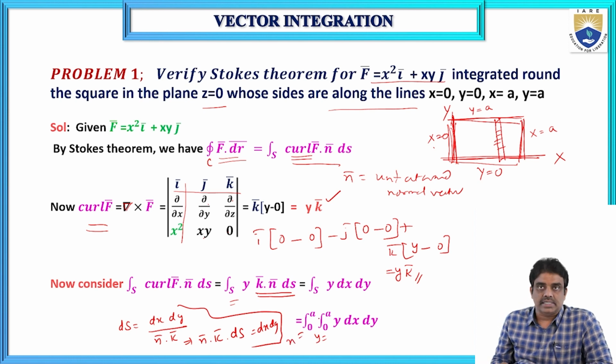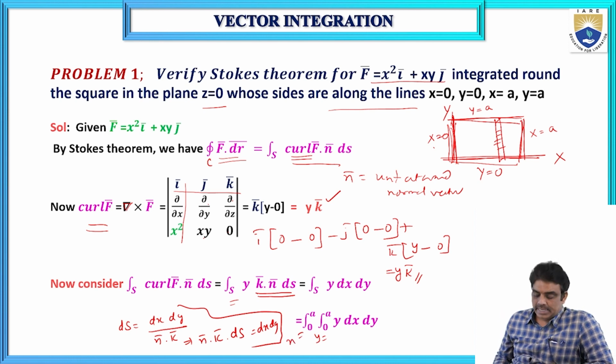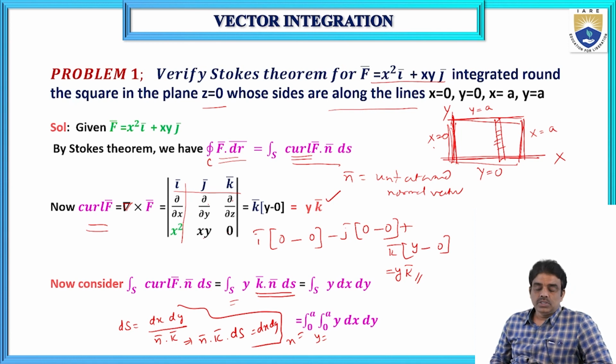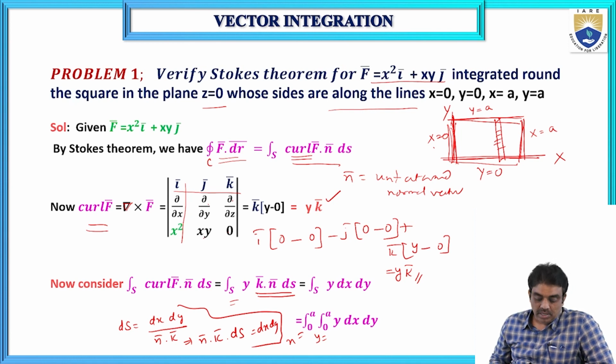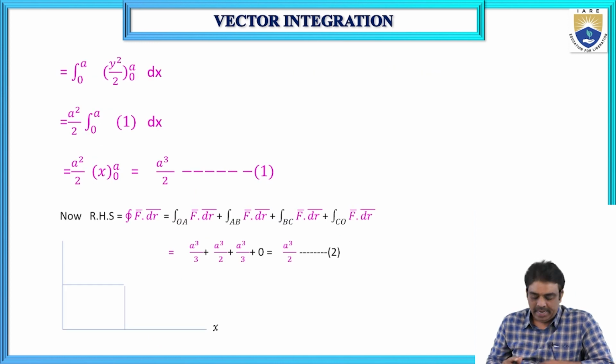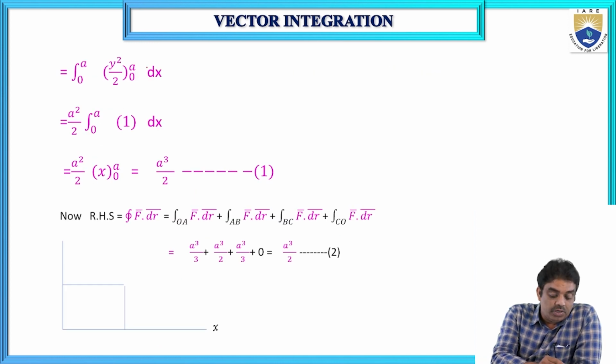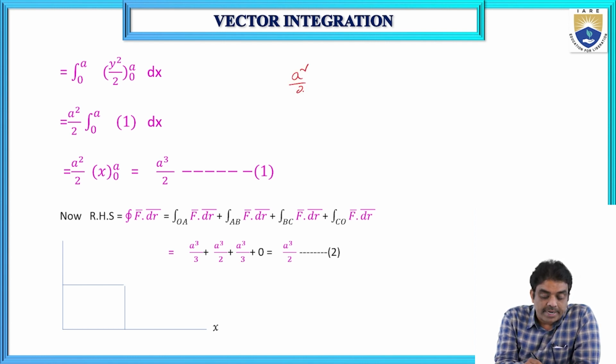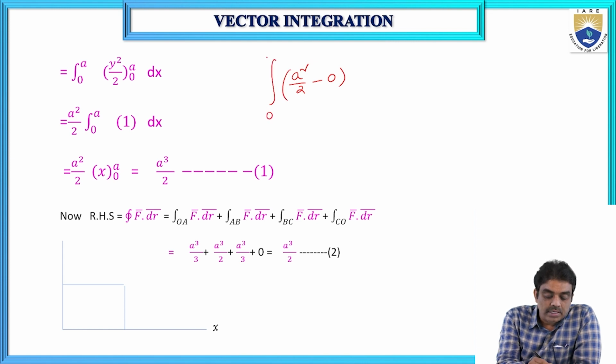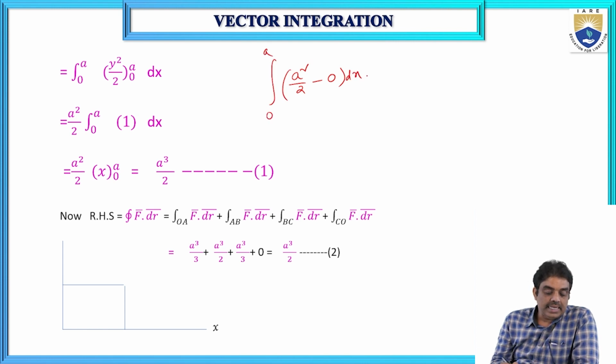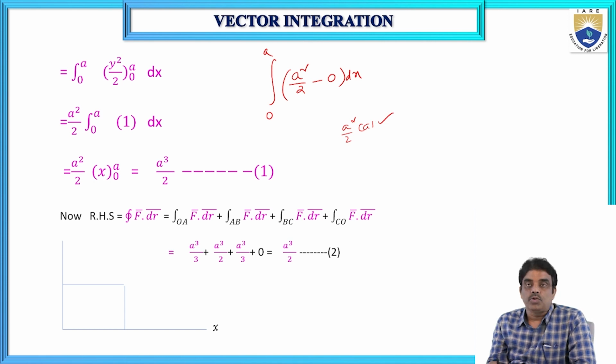Because all the limits are constant limits, you can perform the integration according to your interest. There is no restriction at all. On integrating, integral 0 to a, y square by 2, 0 to a dx. On substituting the limits, upper limit a square by 2, lower limit 0, integral 0 to a dx. That is a square by 2 constant, integral 0 to a 1 dx. Or you can write it as integral dx is x between 0 and a. That is a square by 2 into a, that is equal to a cube by 2.